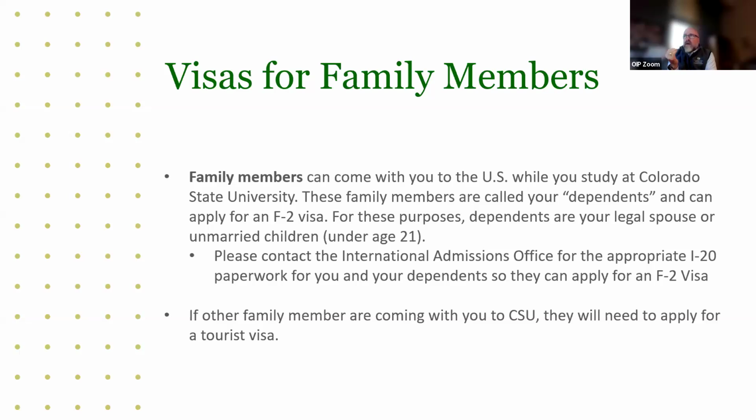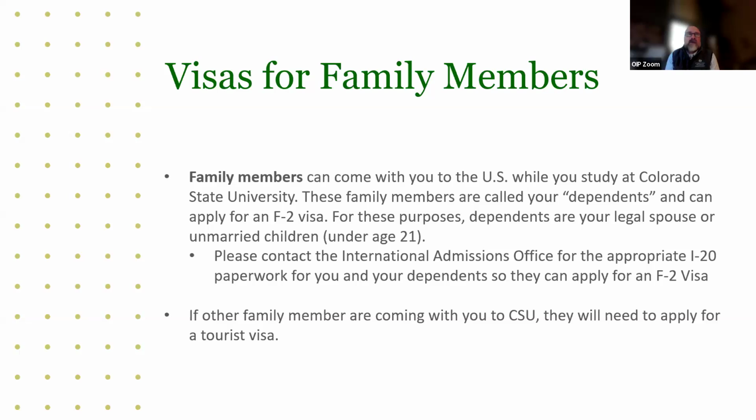So if you are in a situation where you want to bring your spouse or your children, please contact our International Admissions Office for the appropriate I-20 paperwork for you and your dependents, so they can apply for an F2 visa. Now, this doesn't have to happen before you arrive. Let's say you want to travel by yourself, get here, get settled, get an apartment, and then bring your spouse and your children with you.